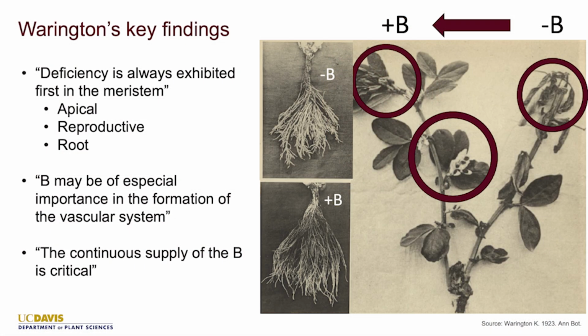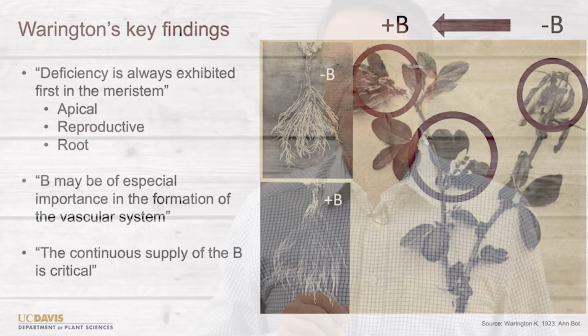Another important contribution she made was the observation that boron deficiency has a big impact on root growth. And you can see that top image of the very short roots compared with the bottom image.